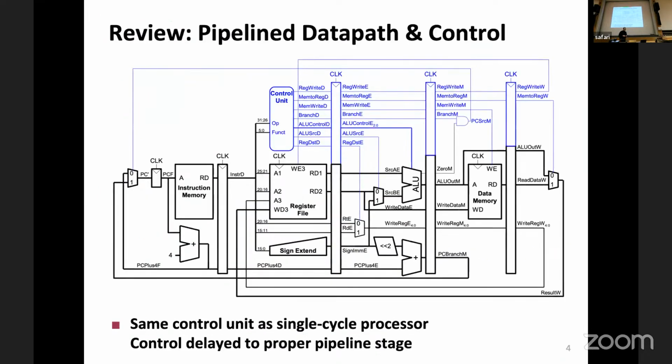So as a quick review, we covered pipeline data paths and control. And you know that basically the control logic in a pipeline processor is similar to a single cycle processor. The difference is that control signals should be delayed to proper pipeline stages, as I guess you already know.